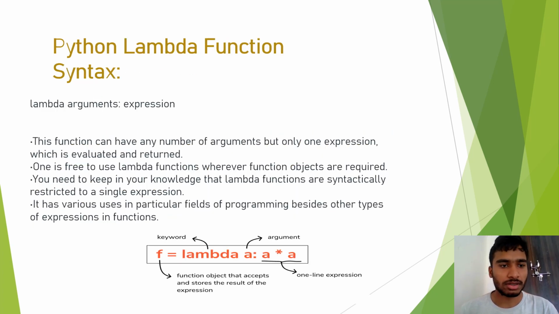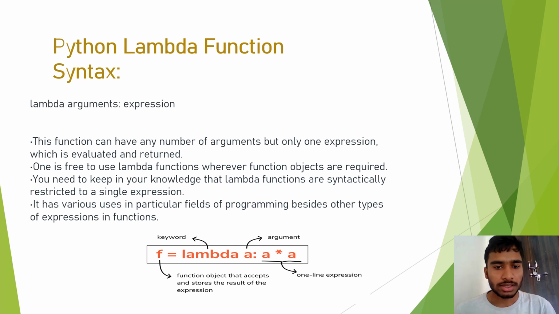Python lambda function: lambda arguments: expression. This function can have any number of arguments but only one expression, which is evaluated and returned. One is free to use lambda functions wherever function objects are required. You need to keep in mind that lambda functions are syntactically restricted to a single expression. It has various uses in particular fields of programming besides other types of expressions in functions.